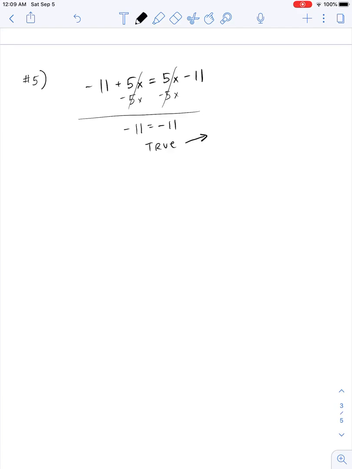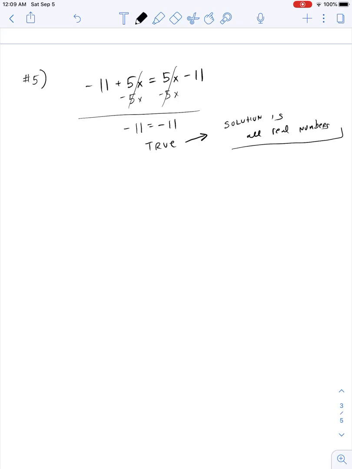This is an example of a true statement, because negative 11 does equal negative 11. And when we get a true statement, notice that first of all, no more letters are left. The variable's gone, right? This tells us that our solution is all real numbers. So we get a true statement, our solution is all real numbers. Let's take a look at number 6 though.